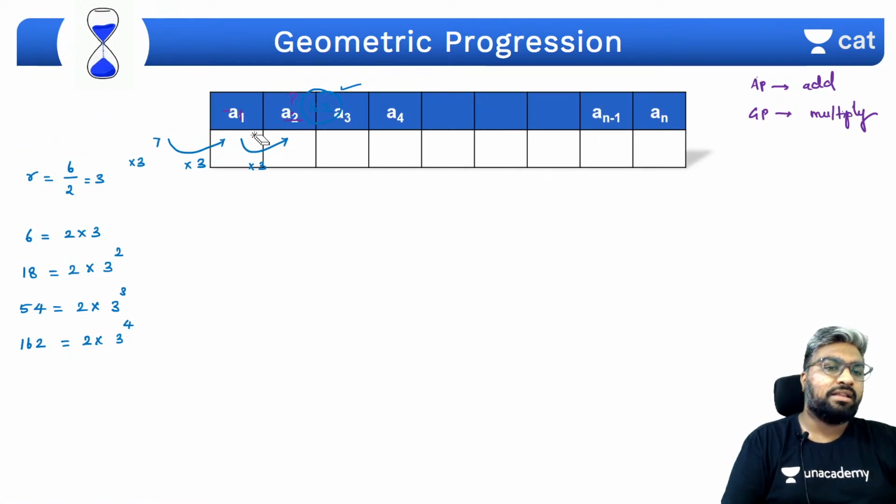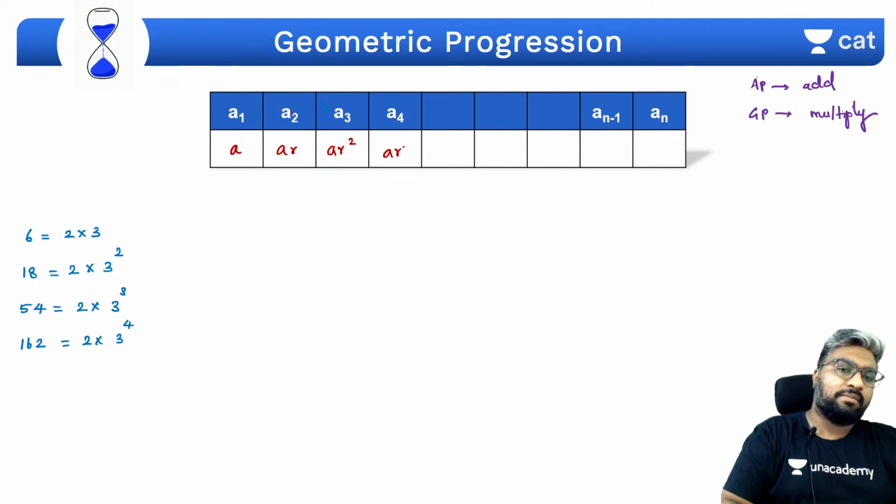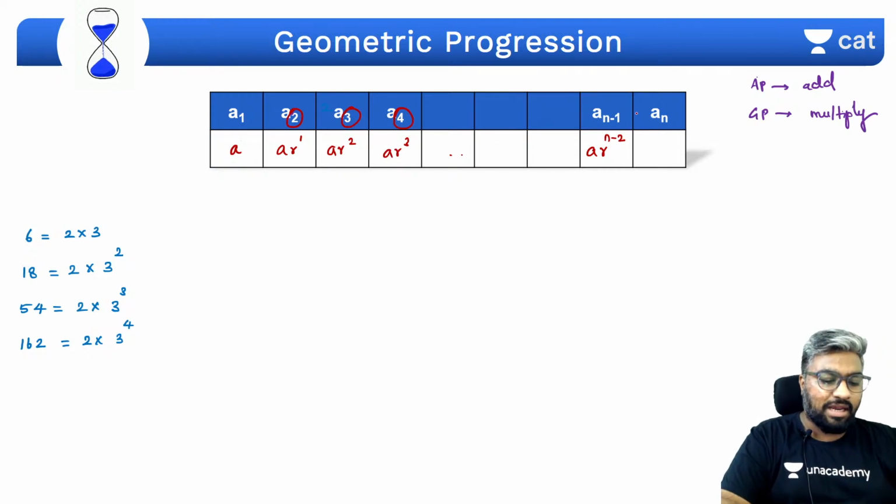So to be able to find the nth term of a geometric progression, what would you require? If I say the first term is A, the second term would be A into R, the third term would be A times R square, A times R cube, and so on. So what will our n minus 1th term be? A into R to the power n minus 2. The second term has power 1, the third has power 2, the fourth has power 3. So the n minus 1th term is A into R to the power n minus 2, and the nth term will be A into R to the power n minus 1. Is that clear, everyone? So the nth term can easily be found in any given geometric progression.